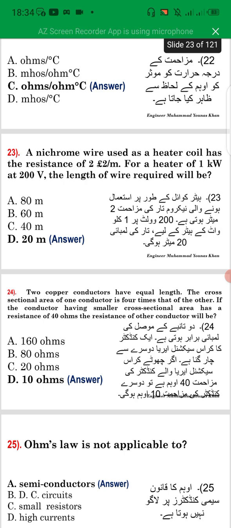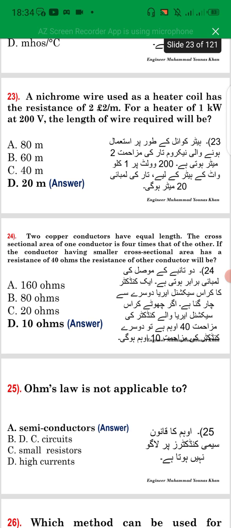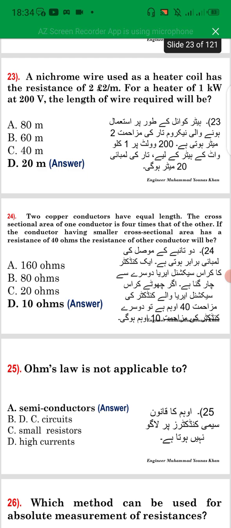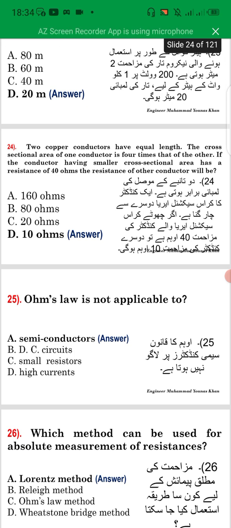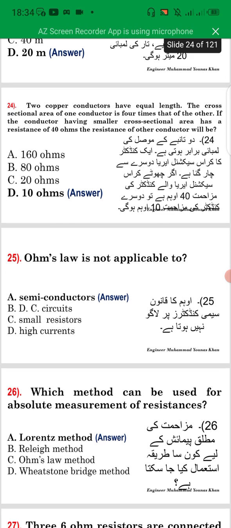Two copper conductors have equal length. The cross-sectional area of one conductor is 4 times that of the other. If the conductor having smaller cross-sectional area has a resistance of 40 ohms, the resistance of the other conductor will be 160 ohms, 80 ohms, 20 ohms, 10 ohms. So the correct answer is 10 ohm.